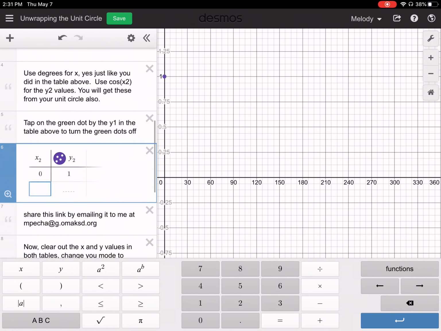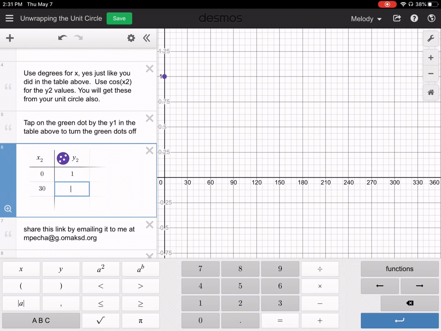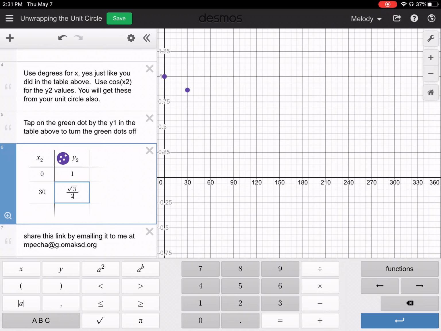Well, I've got the 0 degrees in there, and this time, for our y coordinate, we're going to use the cosine value. So 0 degrees has a cosine value, which is that x coordinate on the unit circle, is 1. Then I'm going to go 30 degrees. 30 degrees has a cosine value of the square root of 3. I'm going to move over so I'm out from under the radical, divided by 2. So root 3 over 2. So now I've got that second purple dot.